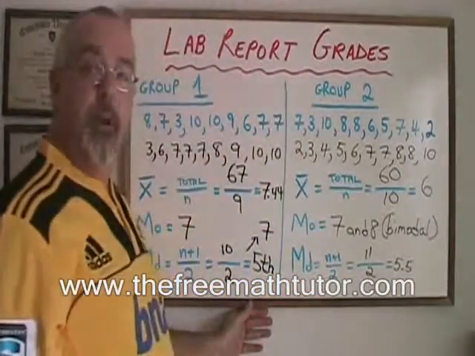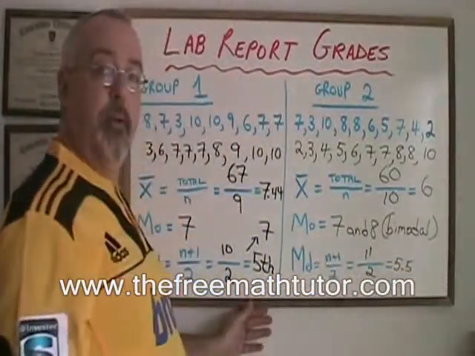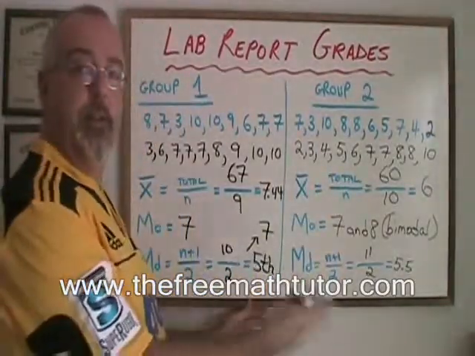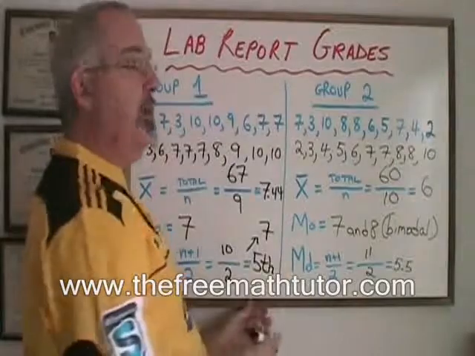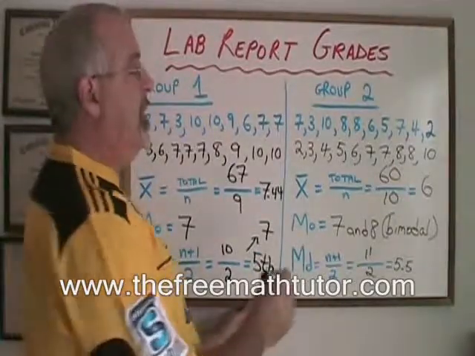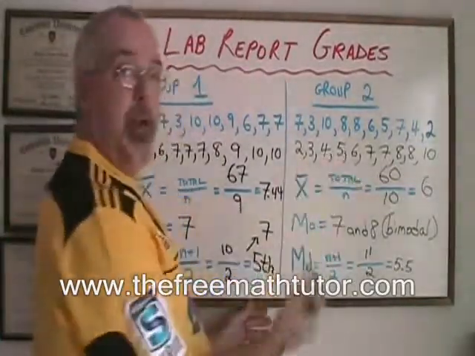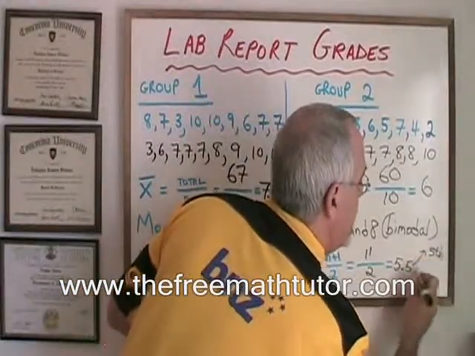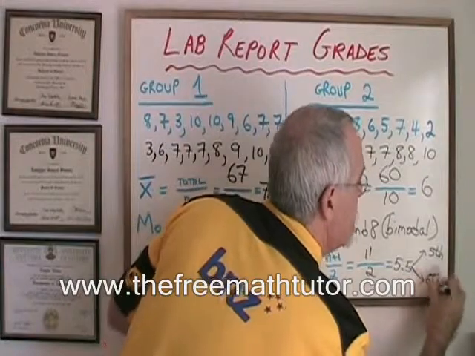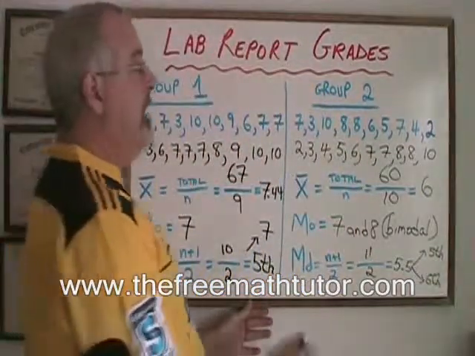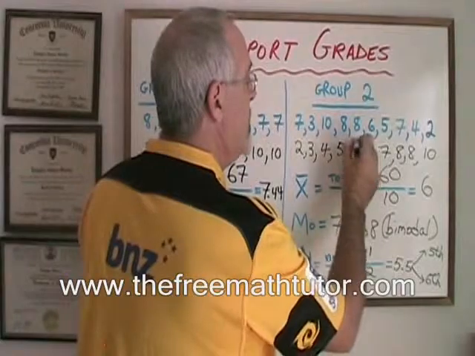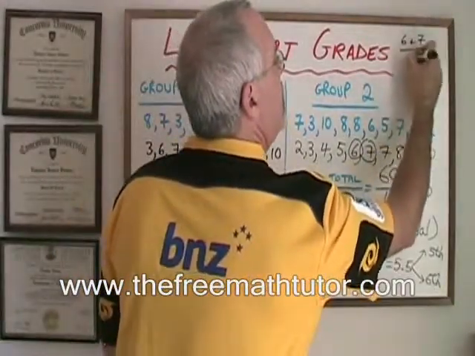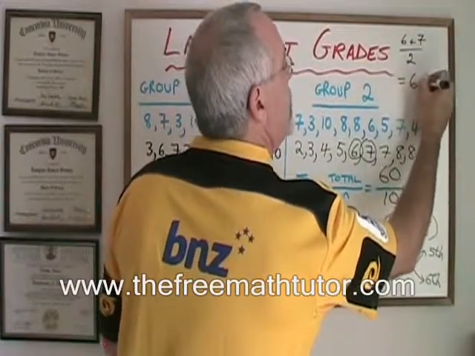And again, this does not mean that our median is 5.5. Because we have an even number of grades in this data distribution, the middle position is not occupied by a single mark. What we have to do is find the 2 middle marks and average them. This is telling us that we are averaging the 5th and the 6th marks in order to get our median. And the 5th and 6th marks in this case are this 6 and this 7. So we do 6 plus 7 over 2, which gives us 6.5.